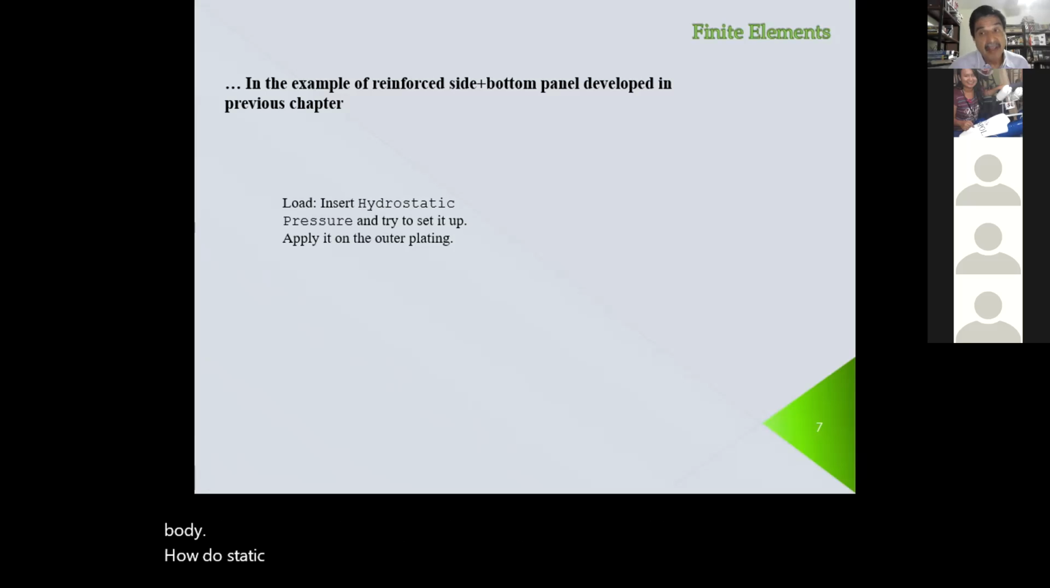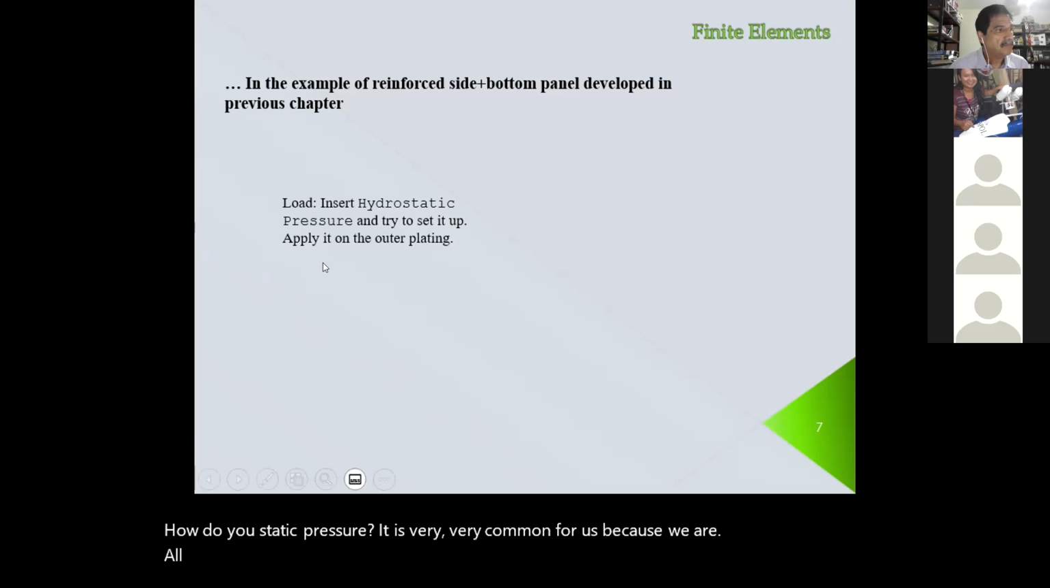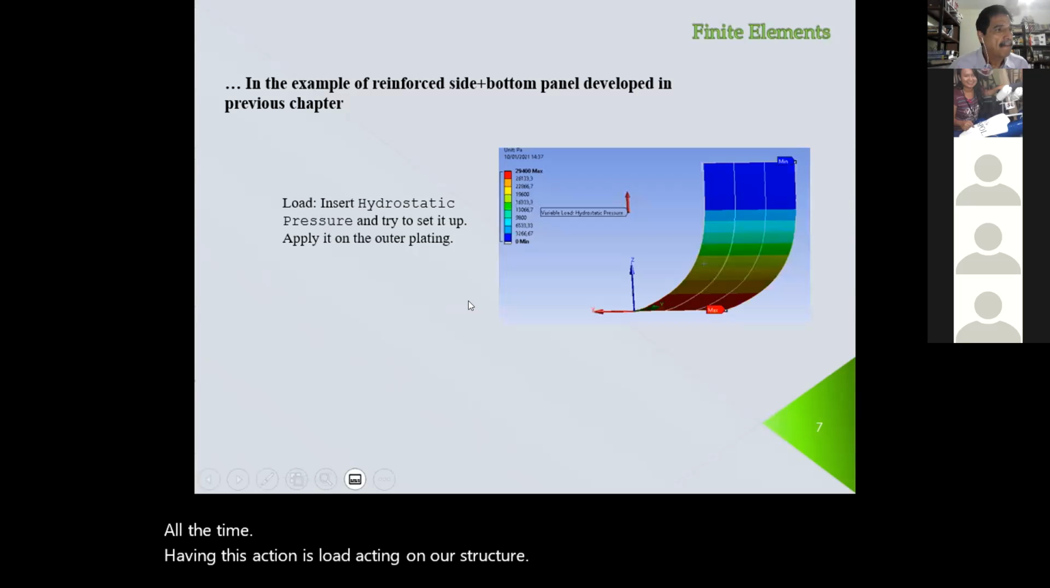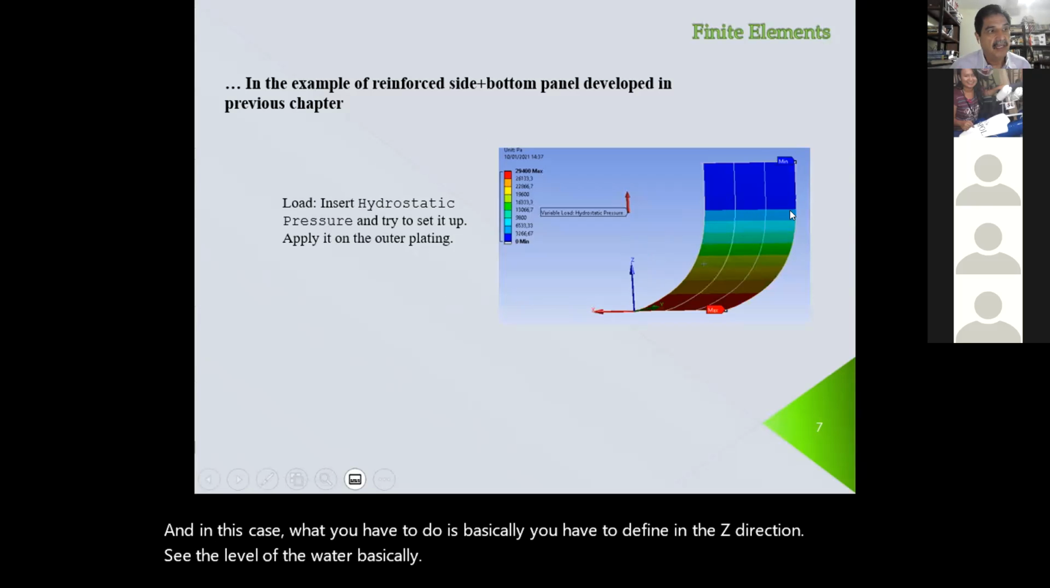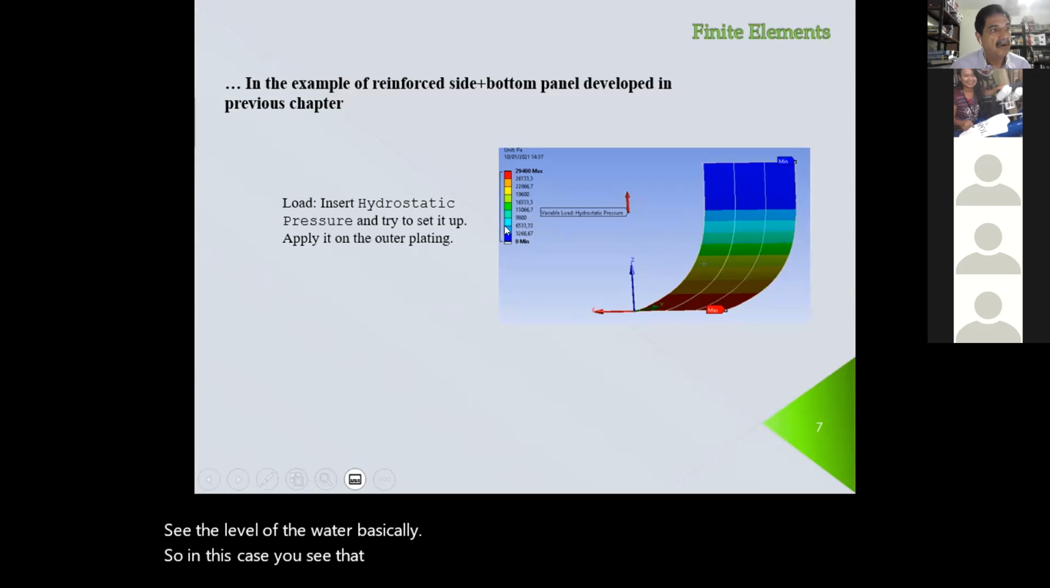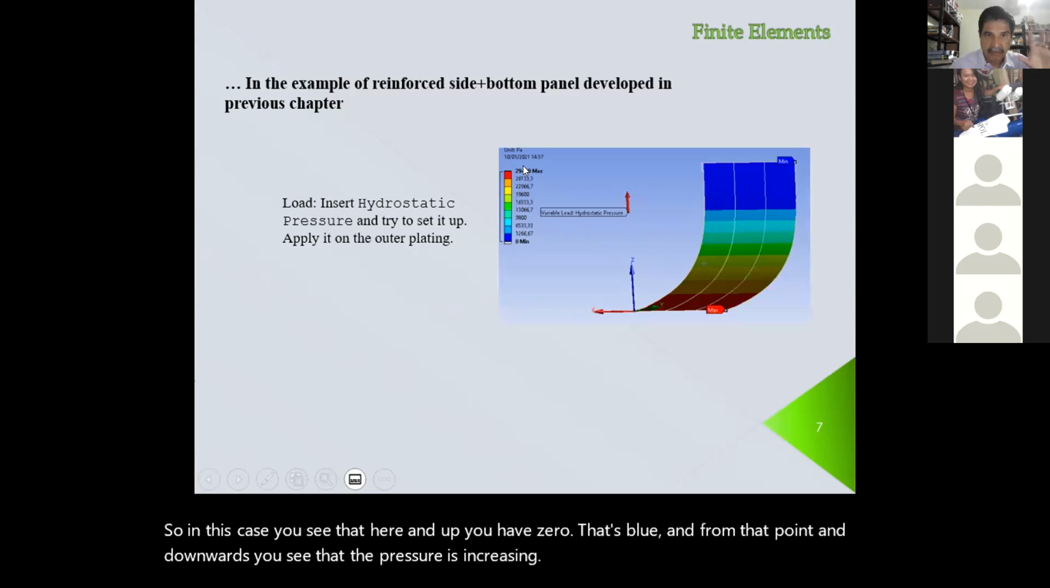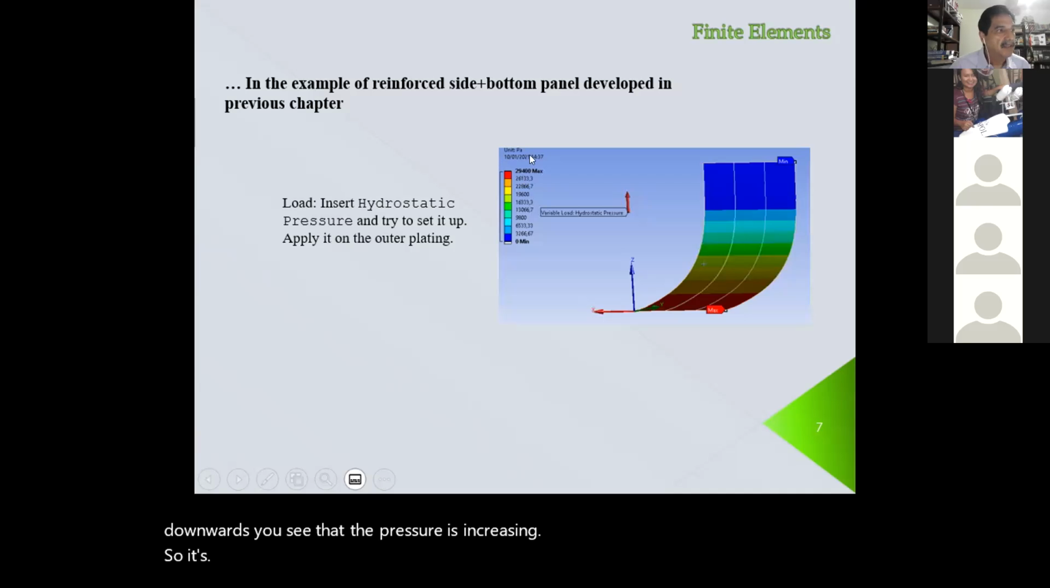Hydrostatic pressure is very common for us because we are all the time having this load acting on our structure. In this case, you have to define in the Z direction the level of the water. Here and up, you have 0, that's blue. From that point and downwards, the pressure is increasing. So it's a good idea for you to check this.